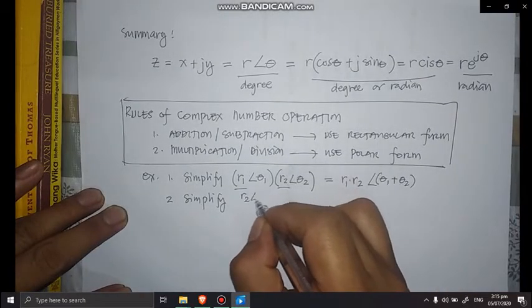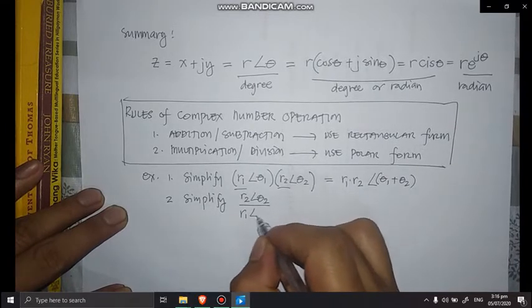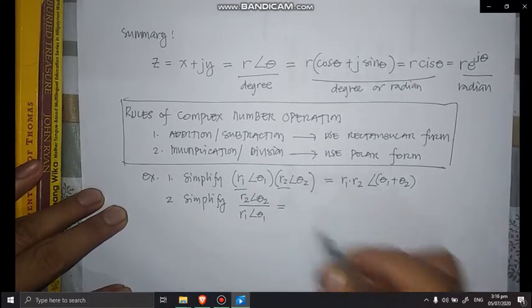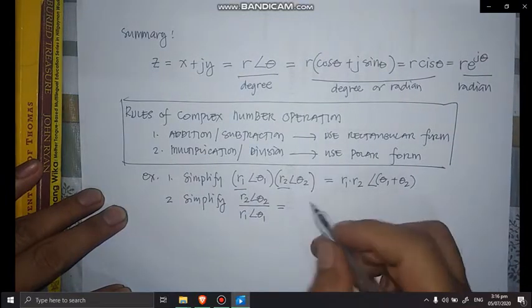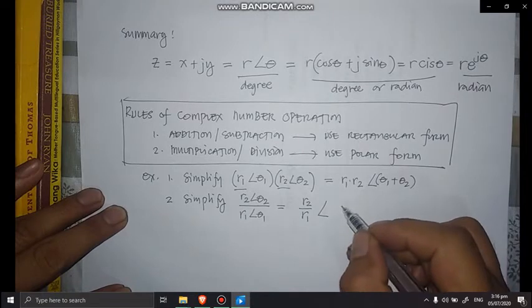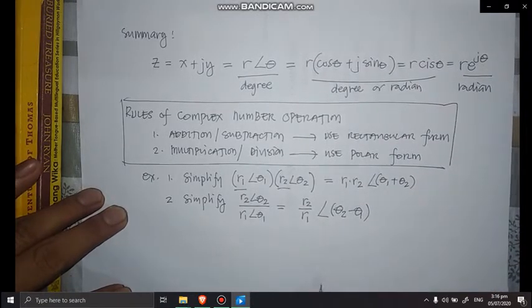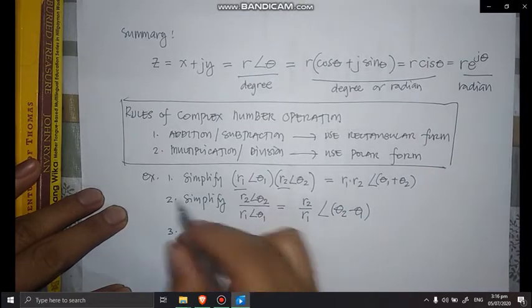Okay, what about if we divide two complex numbers like r2 angle theta 2 all over r1 angle theta 1? What will happen to your magnitude? The magnitude will also be r2 over r1, and then the angle will become theta 2 minus theta 1.